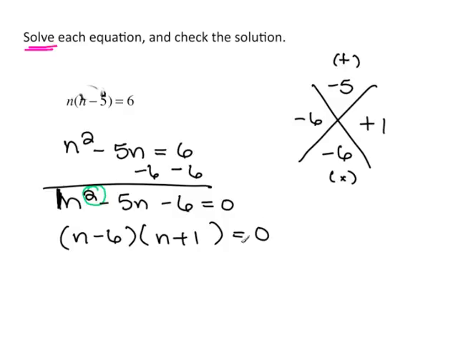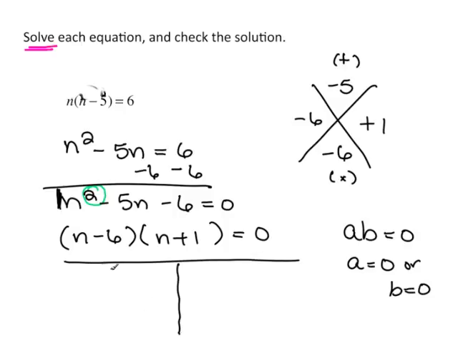So now that we have it equal to 0, we can use the zero factor property. Remember, the zero factor property states that if a times b is equal to 0, then either a is equal to 0 or b is equal to 0. So what we have to do here is set each of the factors equal to 0 and then solve for the variable.